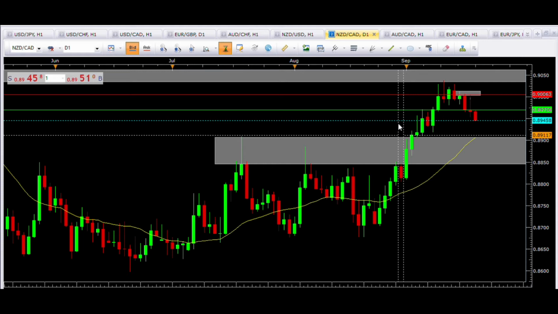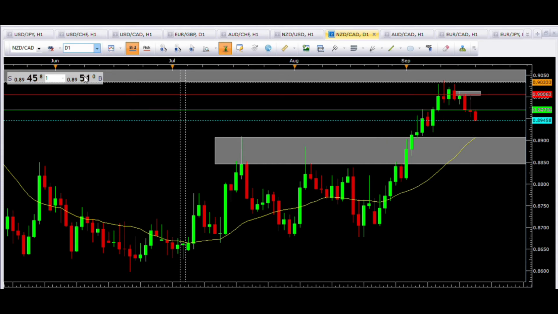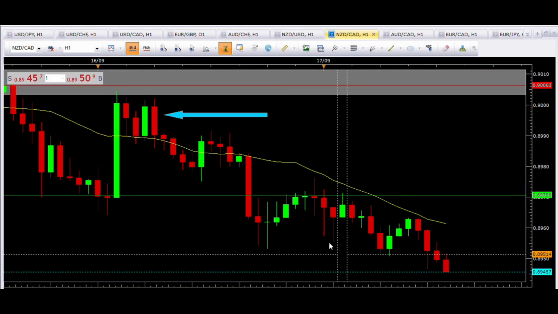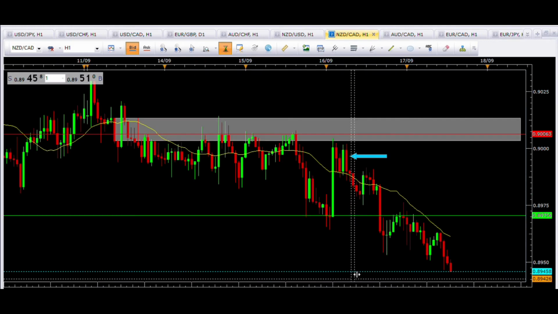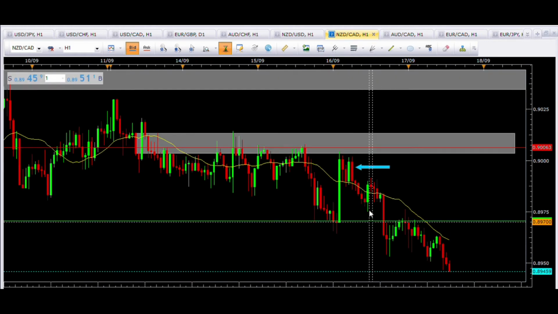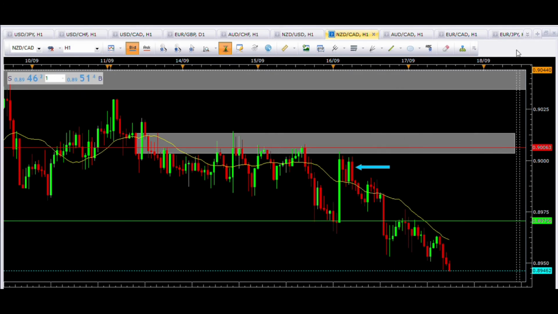So I've left some of the trade open and left it running, but I closed the majority of my trade on the H1 at this target here. All right guys, I hope that helps on how I execute on the lower time frame.